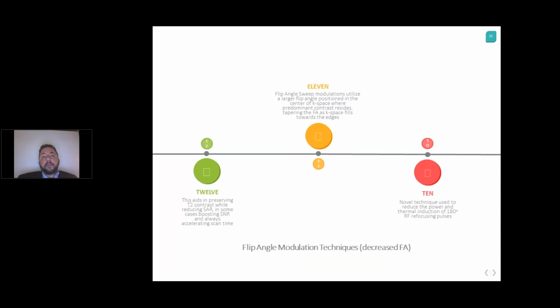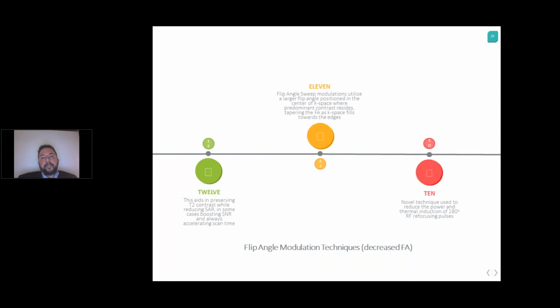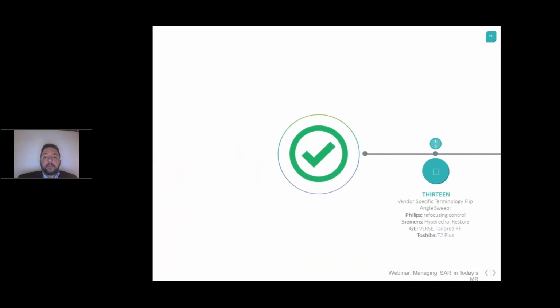The flip angle sweep modulations utilize a larger flip angle positioned in the center of k-space, where predominant contrast resides, and taper the flip angle as k-space fills towards the edges. This will aid in preserving T2 contrast while reducing SAR, and in some cases boosting signal and accelerating scan time. This technique is vendor specific: Philips is under the contrast tab for refocusing control, Siemens HyperEcho or Restore, GE Verse or Tailored RF, Toshiba T2 Plus.